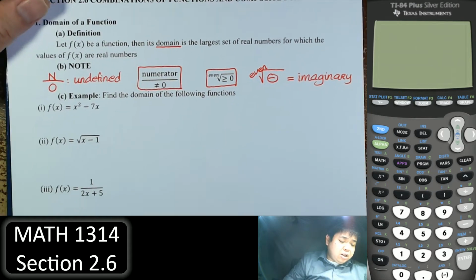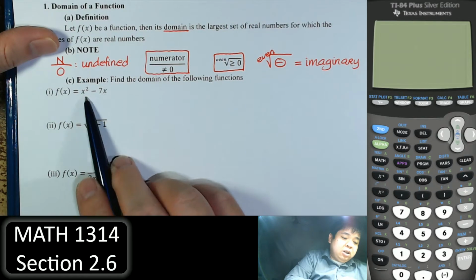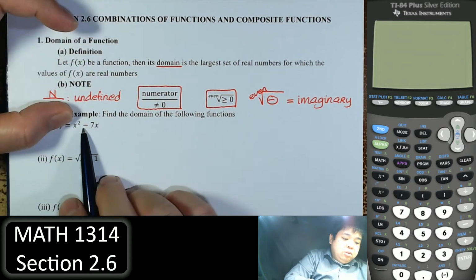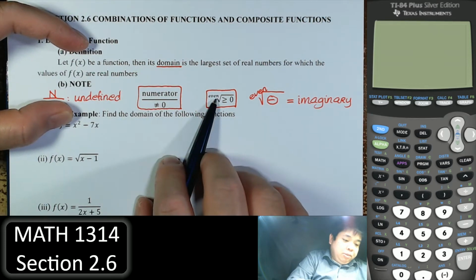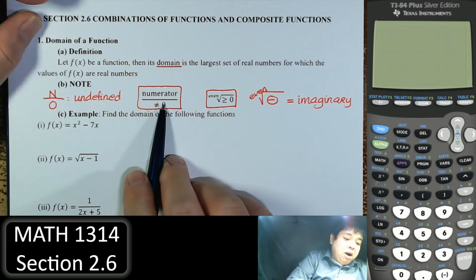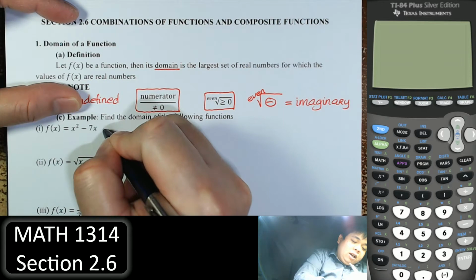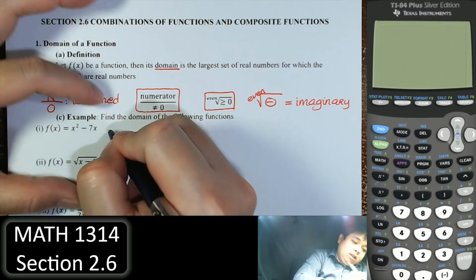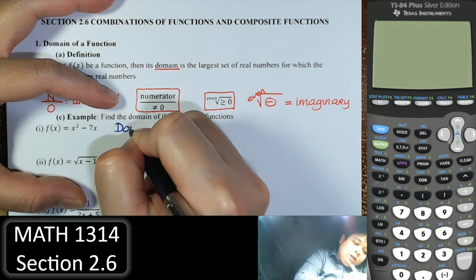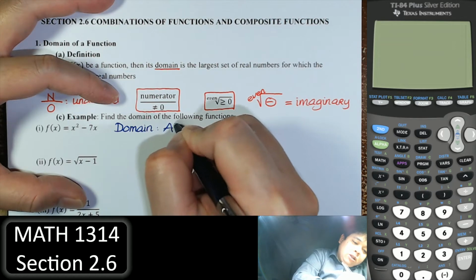So those are the two rules we need to watch out for. Now let's look at this example. Find the domain of the following function: f of x equals x squared minus 7x. It doesn't fall into one of these rules. So this one is defined everywhere because we don't divide by anything and we have no even root. So this function is defined everywhere. So we say domain is all real numbers.